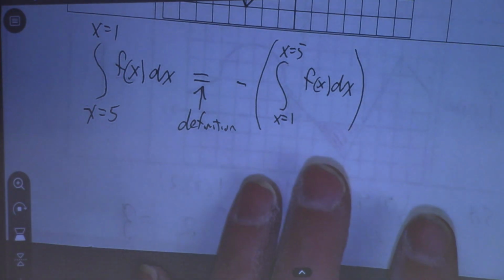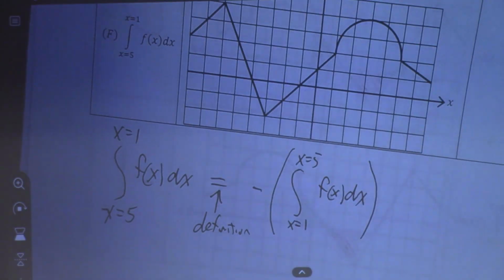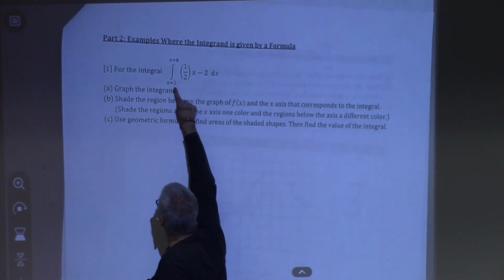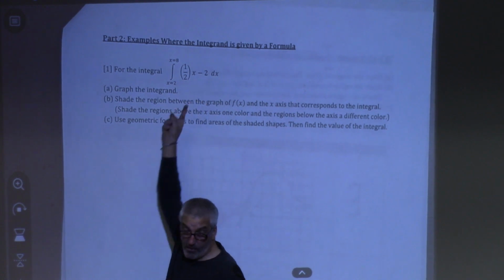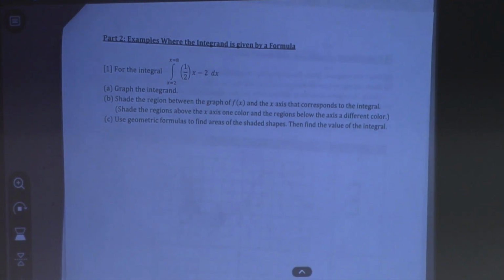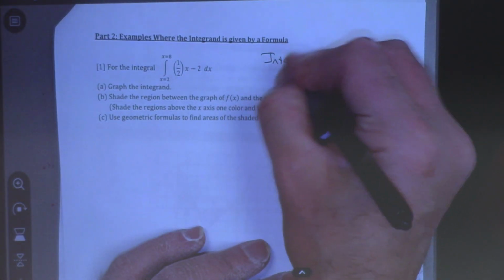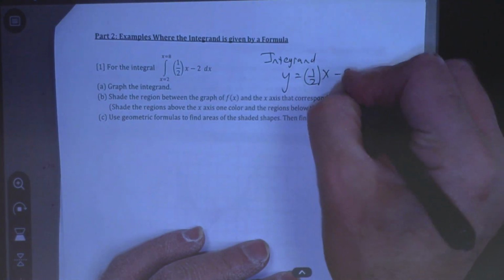All right, so that's a whole bunch of examples so far of definite integrals cracked using geometry. Turn the page over, or turn to the next page, page 3. We're supposed to find this definite integral. Now for this definite integral, the region is from x equals 2 to x equals 8. And the integrand, the thing inside, is called the integrand. The function is y equals 1/2 x minus 2.